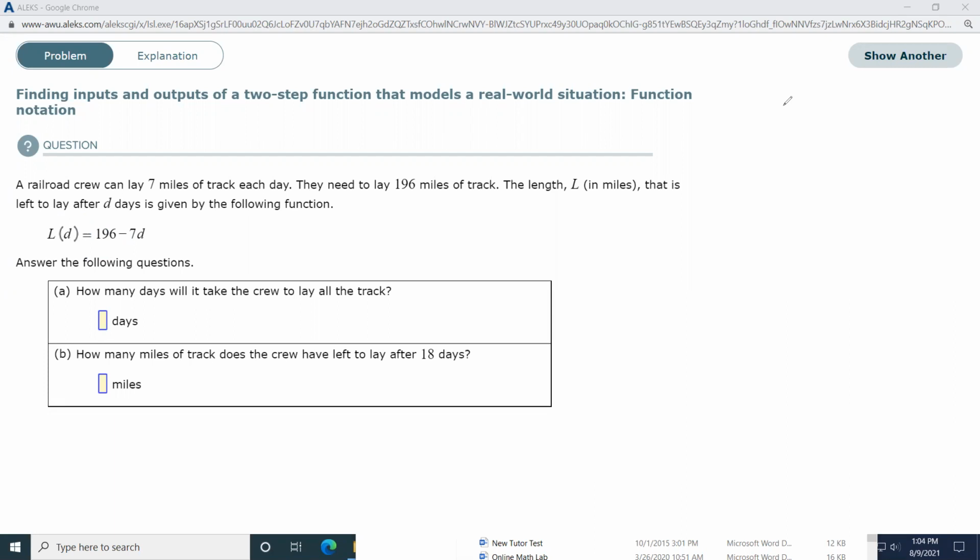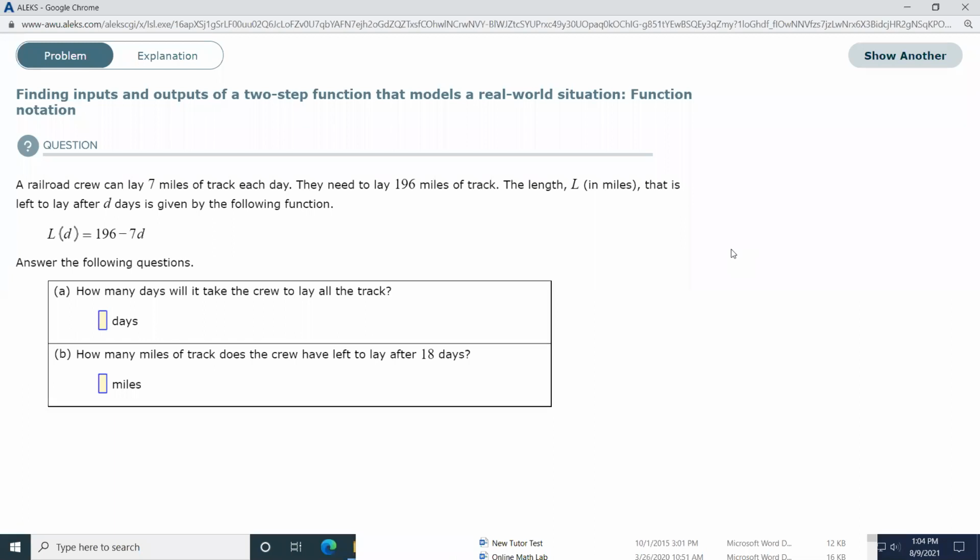Okay, so how many days will it take the crew to lay all the track? Once they have all the track done, there will be 0 miles of track left to lay. So L will be 0.